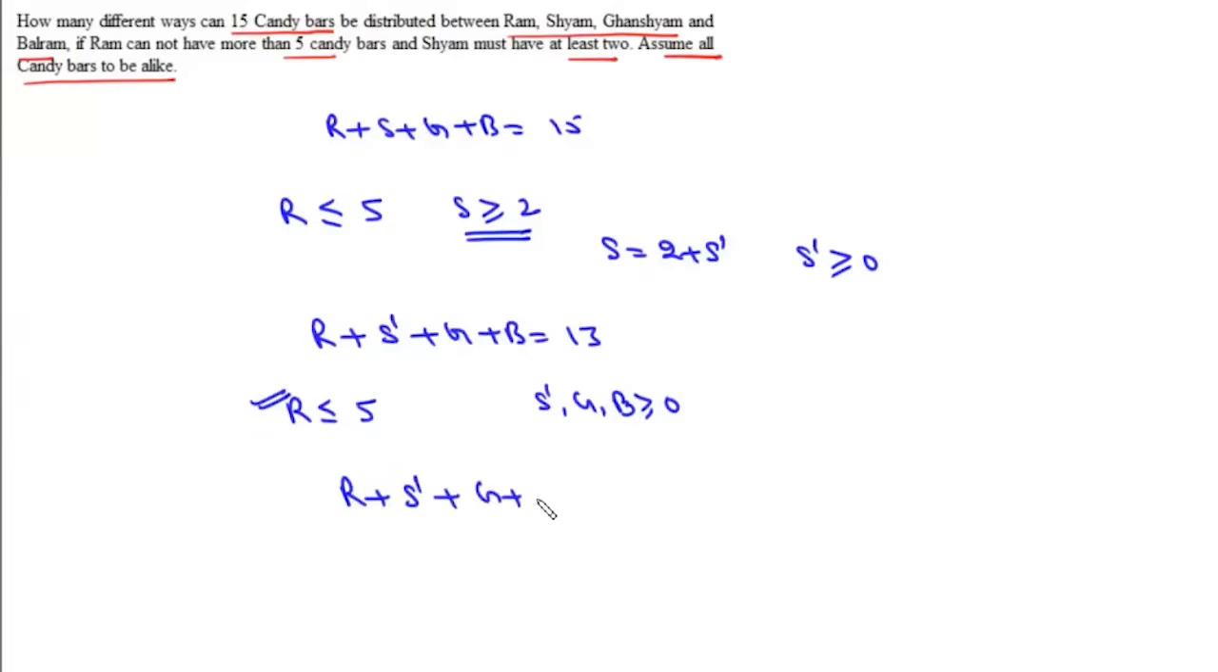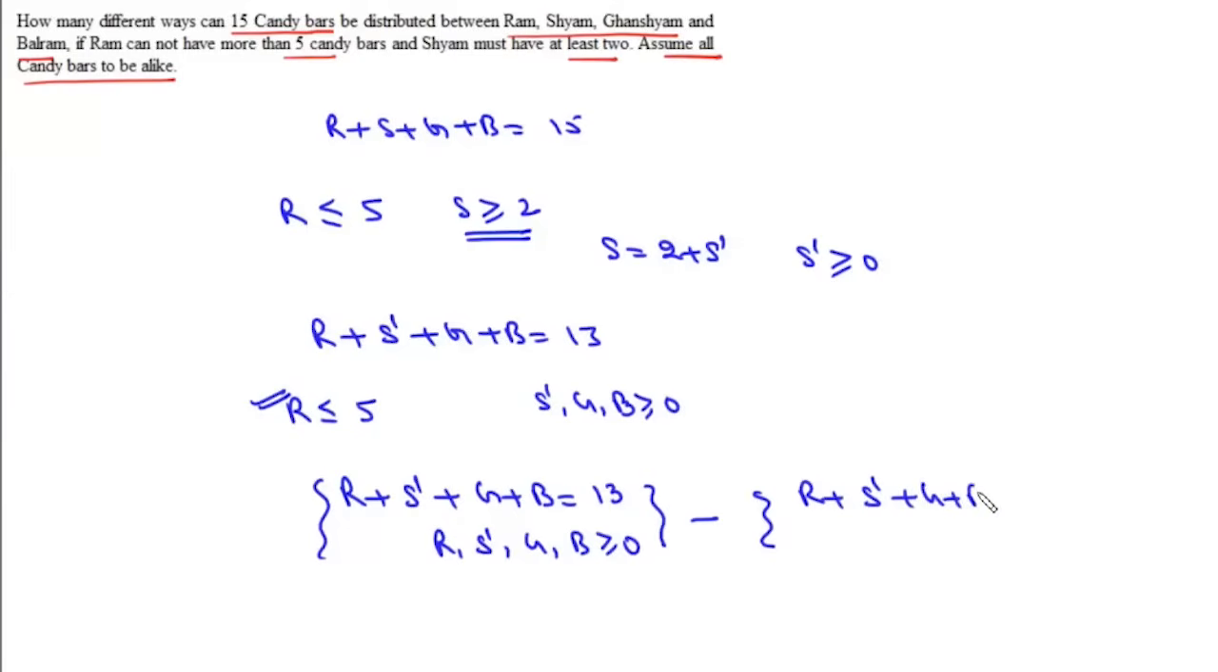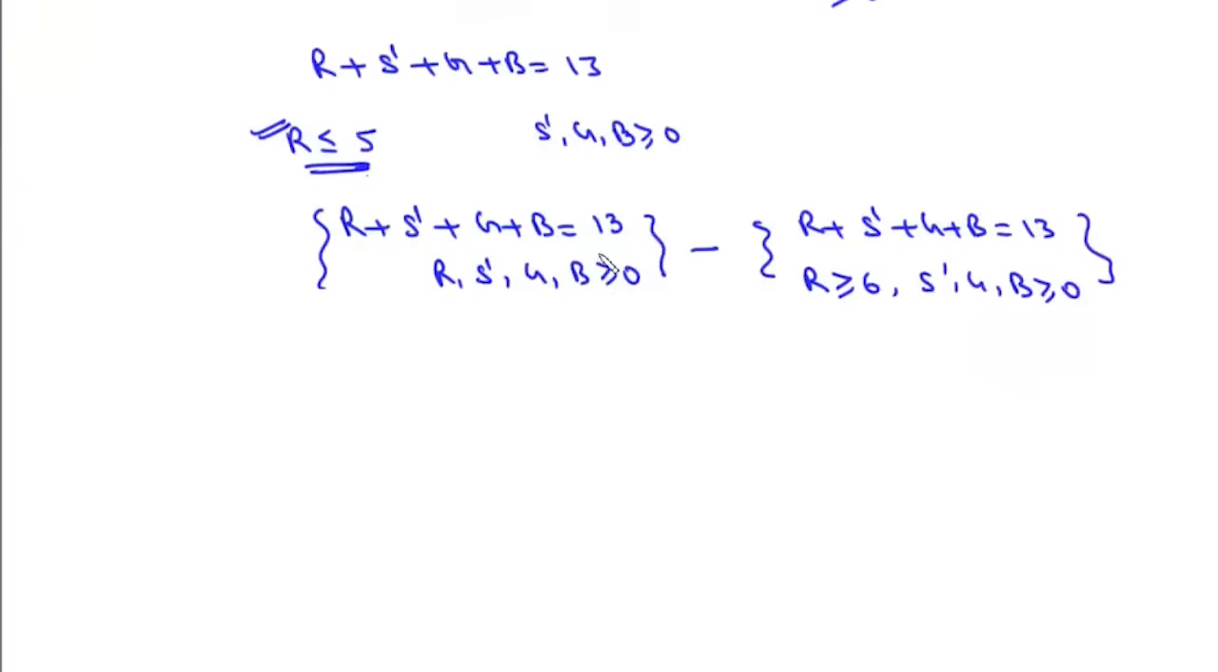R plus S dash plus G plus B equals 13, where R, S dash, G and B are greater than or equal to 0, and from this we'll subtract all the cases where R plus S dash plus G plus B is 13, but where R is greater than or equal to 6, because the maximum value of R in this case is 5. So R is greater than or equal to 6 and S dash, G and B are greater than or equal to 0. Now here the solution is n plus r minus 1 C r minus 1, and then minus.